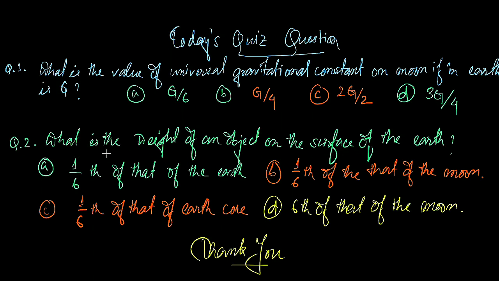What is the weight of an object on the surface of the Earth? The options are 1/6 of that of the Earth, 1/6 of that of the moon, 1/6 of that of the Earth core, and 1/6 of that of the moon. These are the questions that are given. Just pause the video here, write down the questions in your copy, then solve them and give me the correct answer. But before that, if you want to give correct answers, watch the two videos that I uploaded for this lesson, then try to answer.